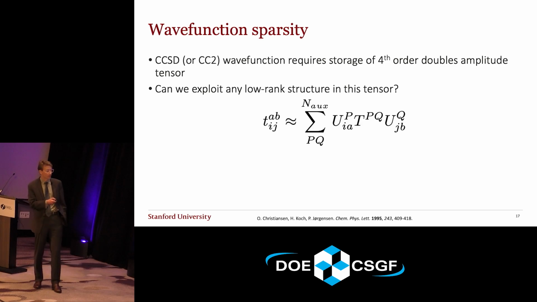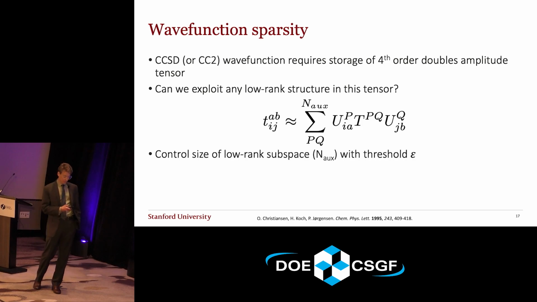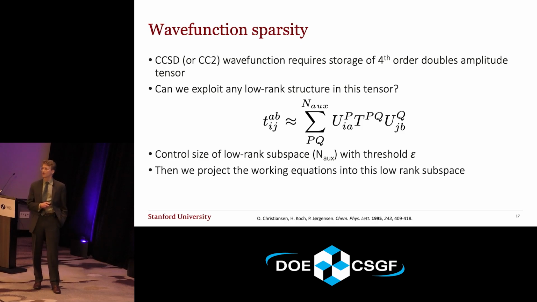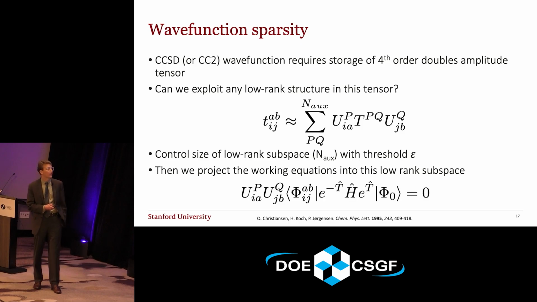In particular, what we're going to do here is assert a factorization of this doubles amplitude tensor where I'm going to project into some low-rank subspace spanned by n-aux basis functions. And in that subspace, my doubles amplitude is going to be, rather than a tensor, a matrix, so capital T_PQ. I can control the size of this low-rank subspace with some threshold epsilon, and then I'm just going to project my working equations into this low-rank subspace. By doing this, I hope to gain significant performance benefits by reducing the size of the working equations and reducing the memory requirements for the algorithm.